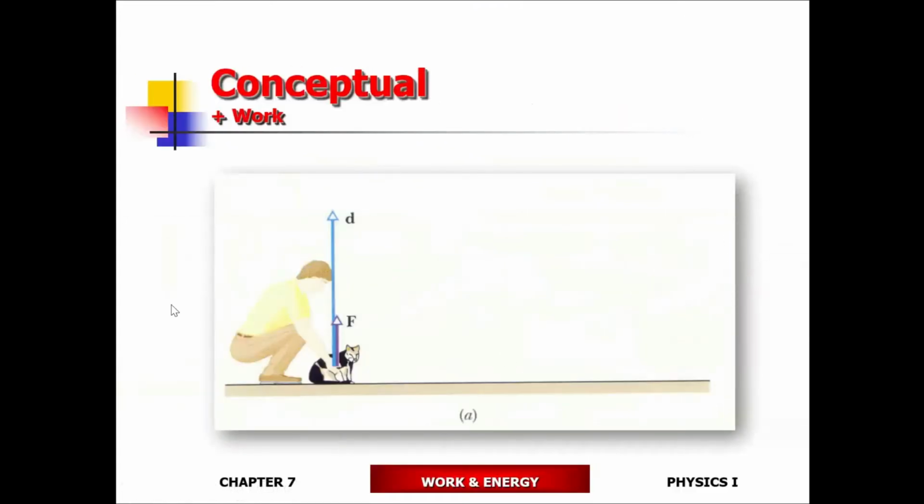And so, lifting something up, in this case a cat. Notice that the force and displacement are in the same direction, so positive work is being done on the cat. What that means is the cat is getting energy. By lifting a cat up, we energize the cat, in essence.